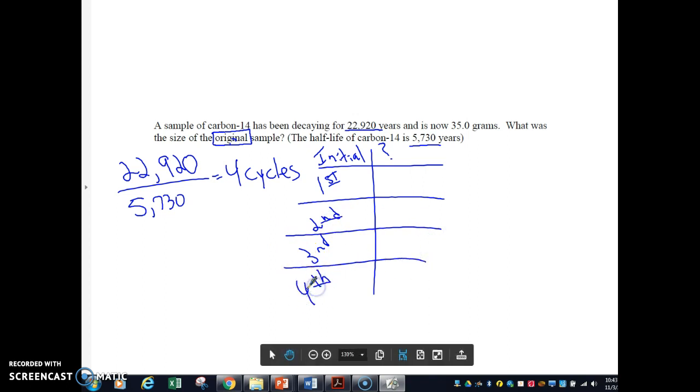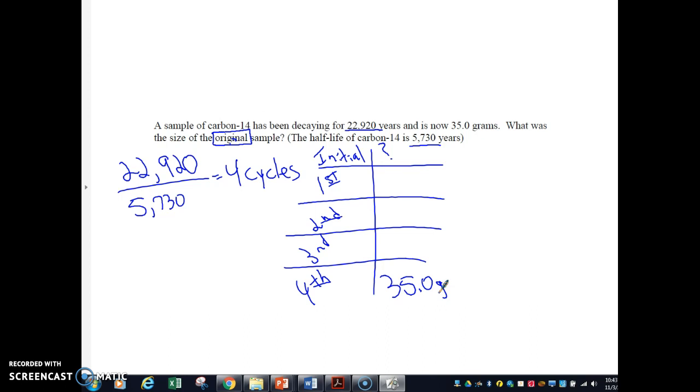After the 4th cycle, there was 35.0 grams in there. So what we have to do is work backwards to get up to the initial. So you're multiplying by 2. So 35.0 times 2 gives you 70.0 grams. Multiply that by 2, it gives you 140 grams. Multiplied by 2 gives you 280. And when we multiply that again, we get 560 grams. And that's how much was originally there. 560 grams after it went through 4 half-life cycles. When they measured it, that's where you get that 35.0.